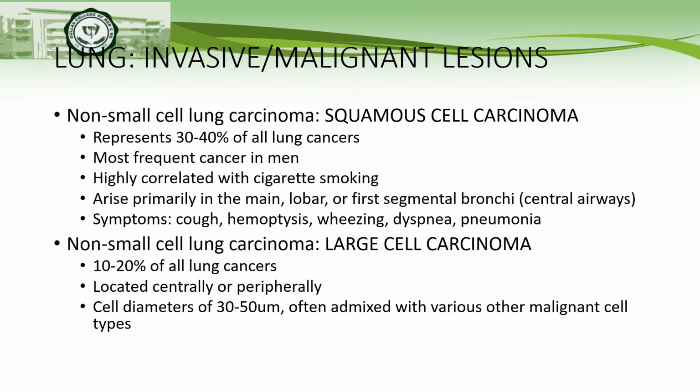Non-small cell lung carcinoma subtype, the last one is the large cell carcinoma. It occurs in 10 to 20% of all lung cancers and may be located centrally or peripherally. Large cell carcinoma cell types have diameters of 30 to 50 micrometers and are often admixed with various other malignant cell types.